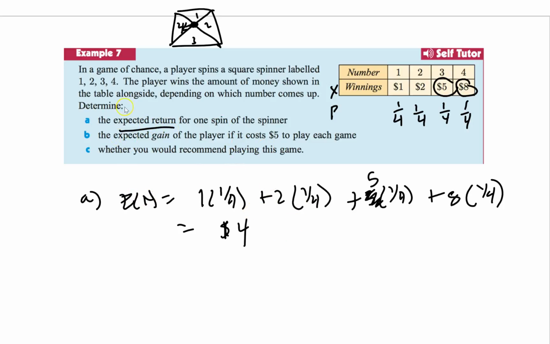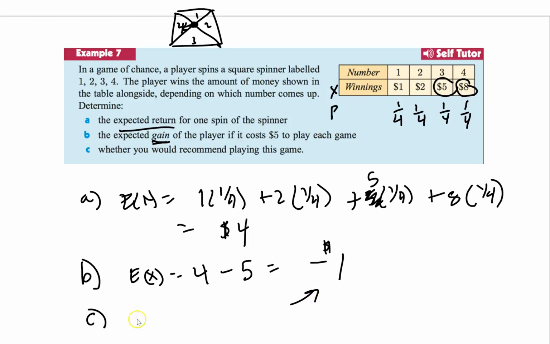So that's A. Now, the expected gain of a player if it costs $5 to play the game. That's a little mischievous wording there. You expect to make $4. It costs $5 to play. So if you play this game, on average, you're going to be losing $1. That's what's going on there. So expected gain is negative $1. I'm not cool with that wordplay, but it's a negative $1. Would we recommend playing this game? No. You lose $1 every single time. It's inefficient. So no.